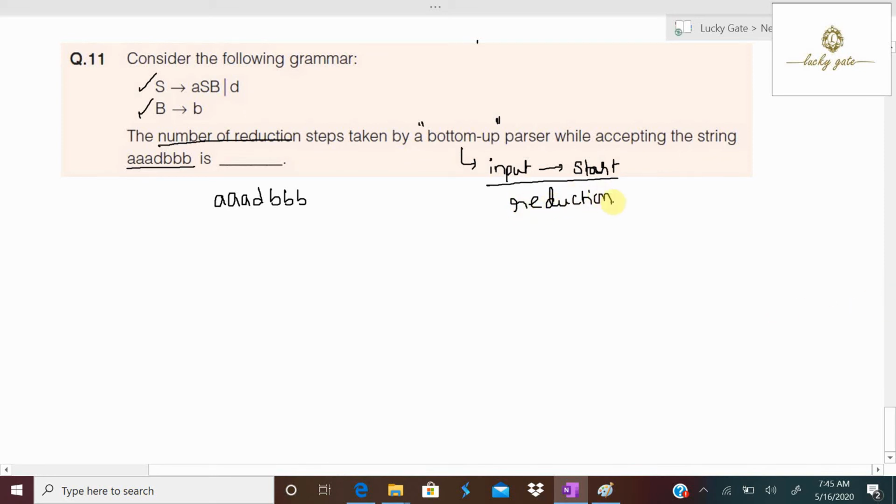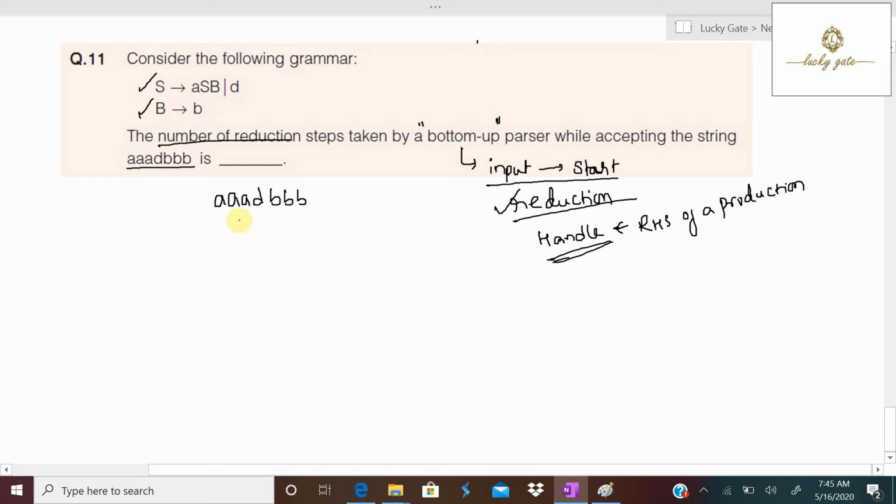In the reduction process, it is required to identify the handles in the sentential form. Here I am using one word called handle. A handle is nothing but the RHS of a production. The RHS of a production needs to be identified in the input sentence, in the derivation step, and replaced with its left hand side. This process is called the reduction process. We also call it the handle pruning technique.